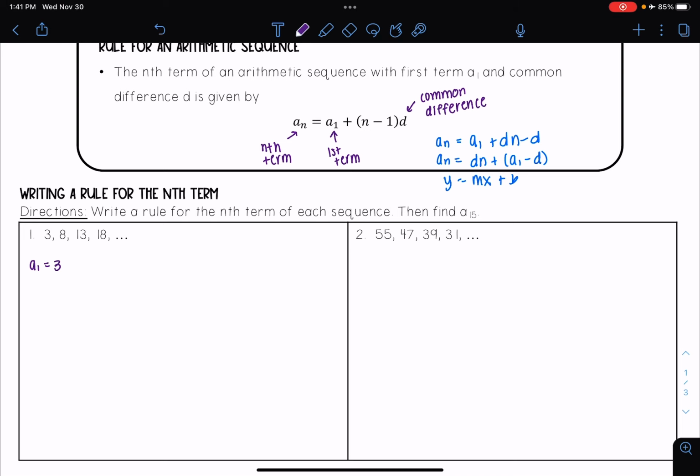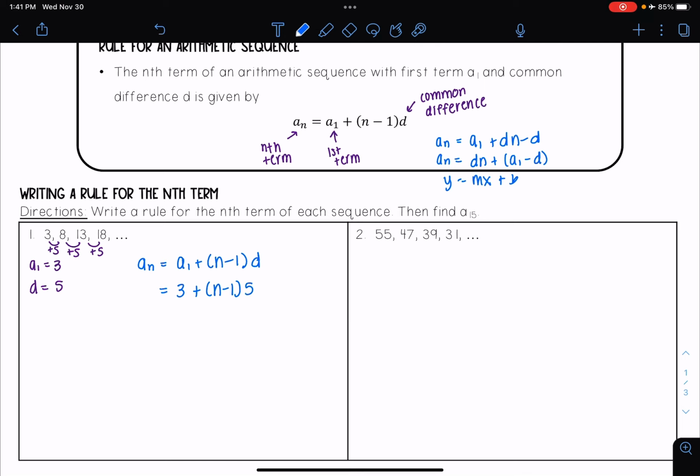And then my common difference, I see to get from 3 to 8, I add 5. 8 to 13, I add 5. And add 5. So d is equal to 5. And now I'm going to go ahead and plug that into my rule. So a1 I found was 3, and d I found was 5.